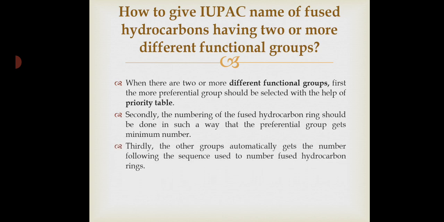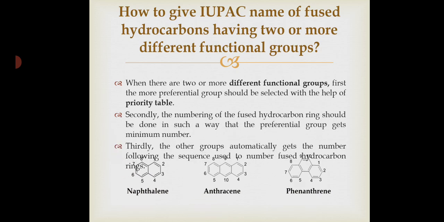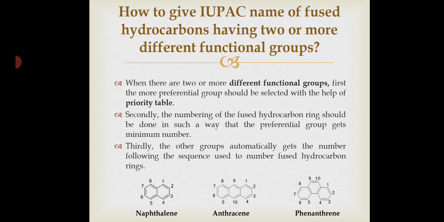What is the third rule? The third rule says that the other groups automatically get the number following the sequence used to number the fused hydrocarbon rings, which we have already learned before. This is the way to number a naphthalene ring, this is the way to number an anthracene ring, this is the way to number a phenanthrene ring. Now let's see some examples.